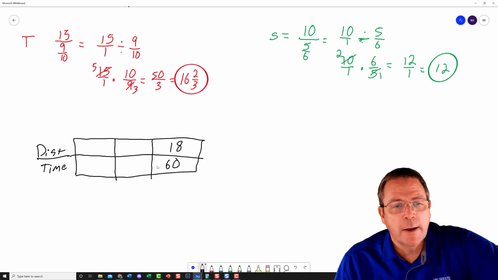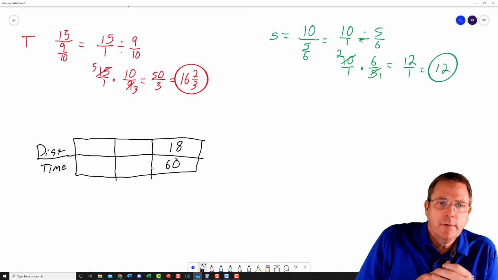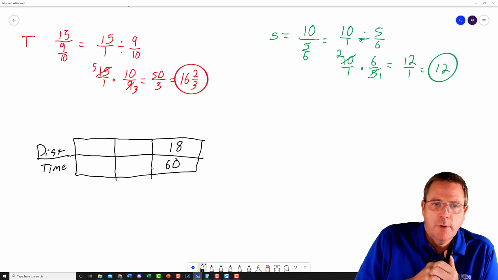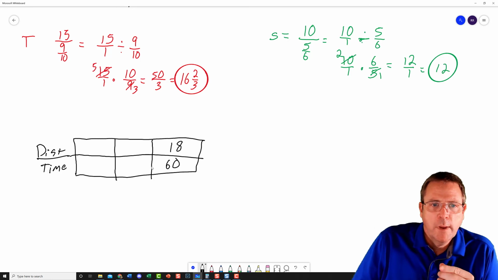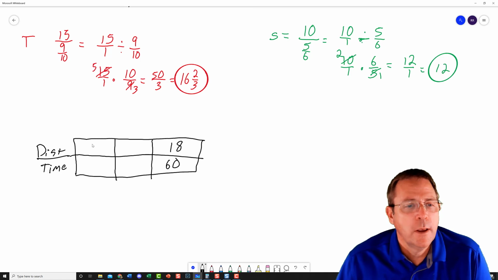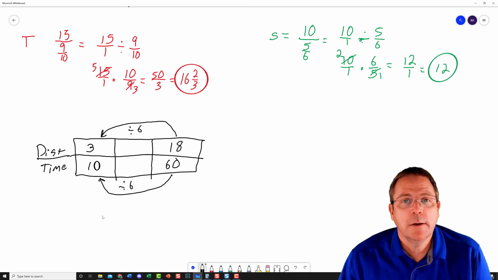Now I'm going to divide. I don't need to know how long it will take her to go 18 miles. I need to figure out how long it will take her to go 15 miles. So I need to come up with a common number that I can divide into all those and get it down. The common goal is to get it down to a starting point of a distance of 3 miles. To get there, I'm going to divide 18 by 6, and I'm going to divide 60 by 6. Okay, we good so far? And 60 divided by 6 is going to be 10.